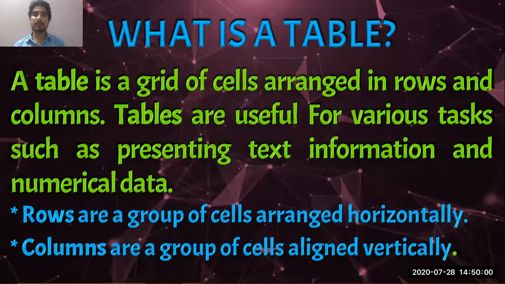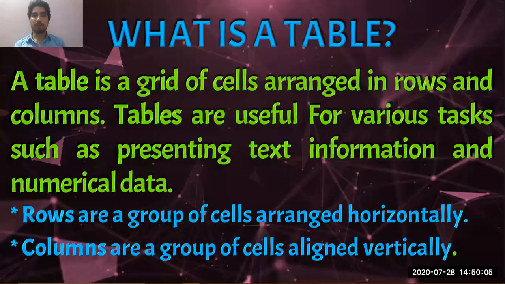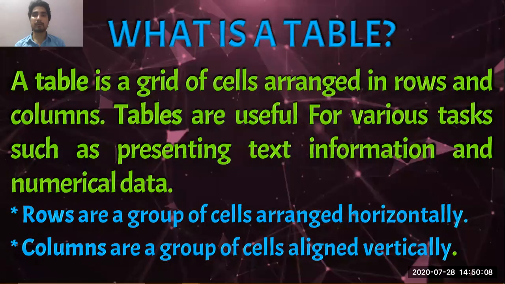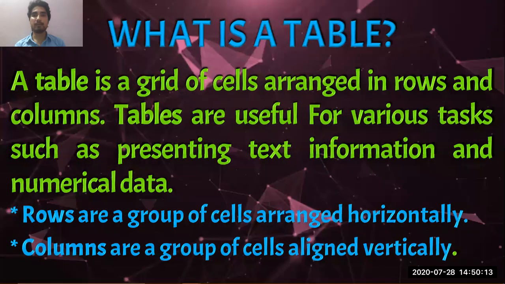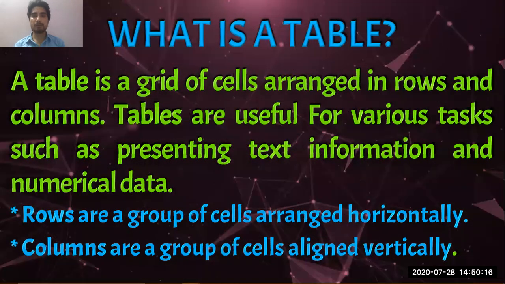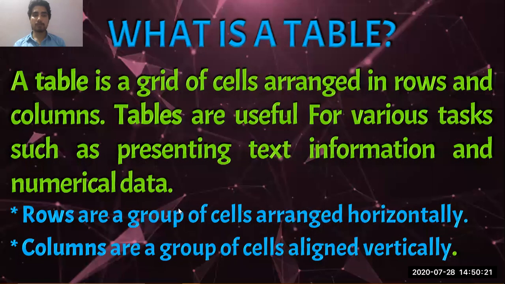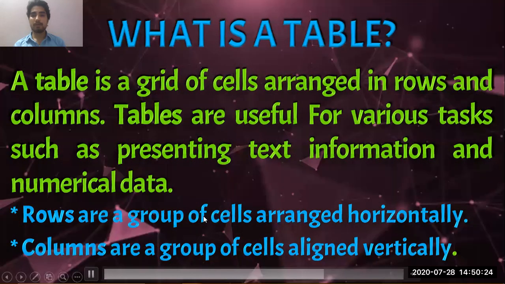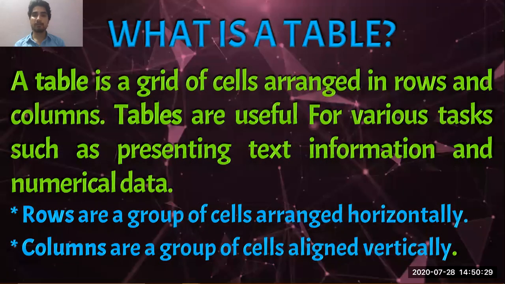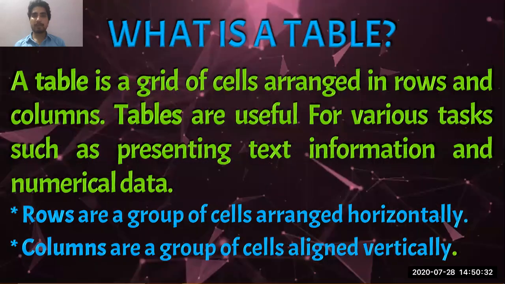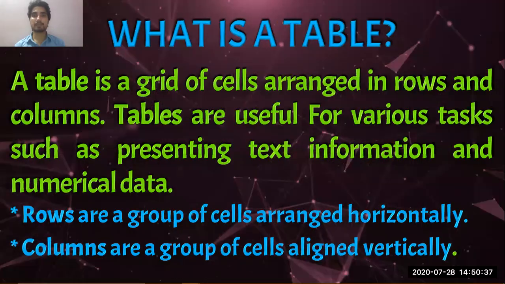Now, here one question arises then, what is a row and a column? Whenever you see any data arranged in a vertical alignment, that will be called a column. And whenever you see any data arranged in a horizontal alignment, that will be called a row. So rows are a group of cells arranged horizontally. Columns are a group of cells aligned vertically. So columns are vertical data and rows are horizontal data. Let's understand that with this example.